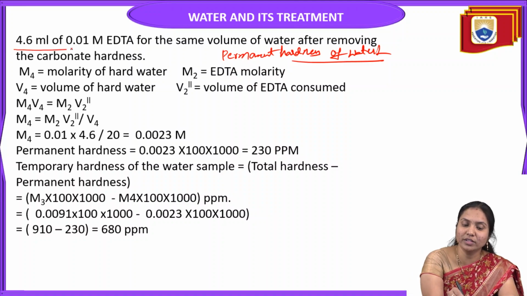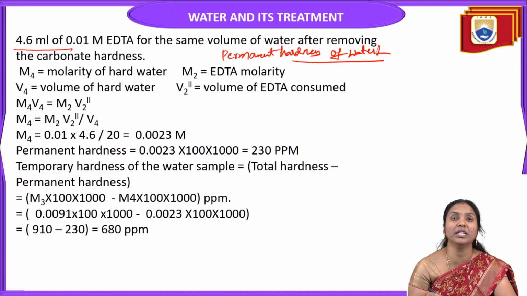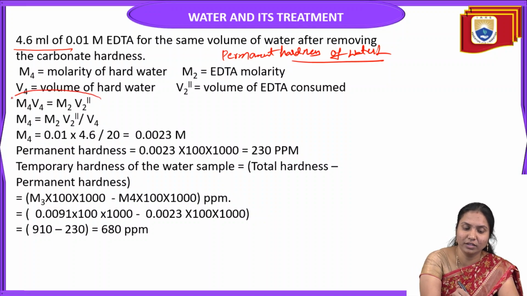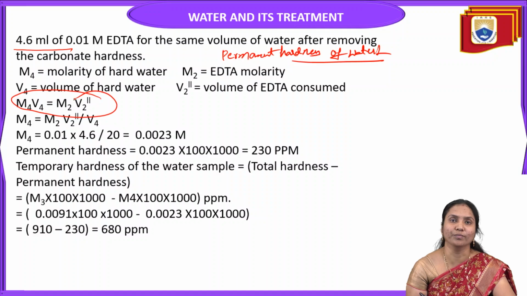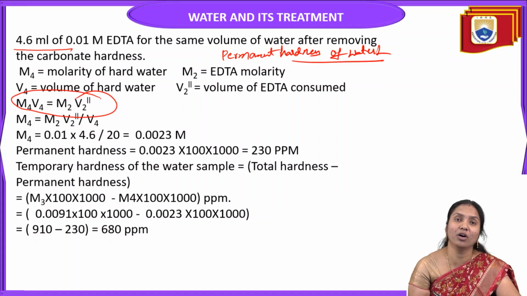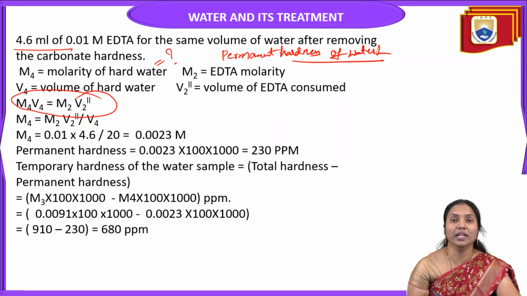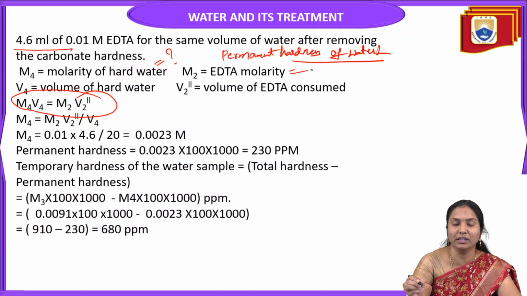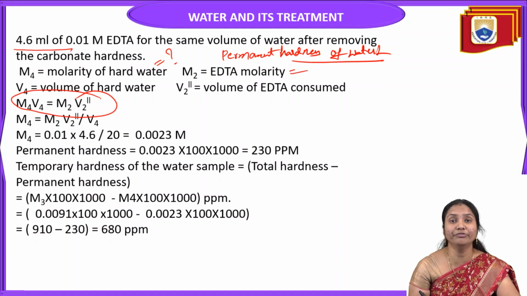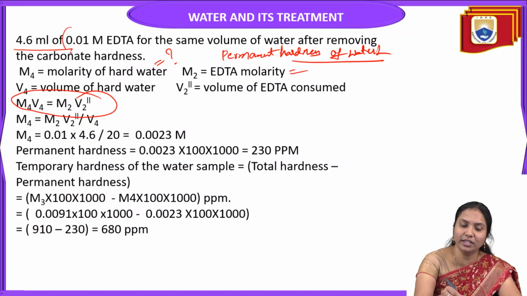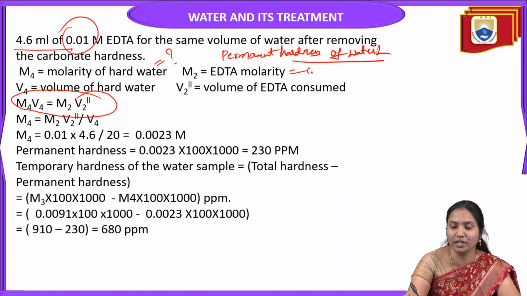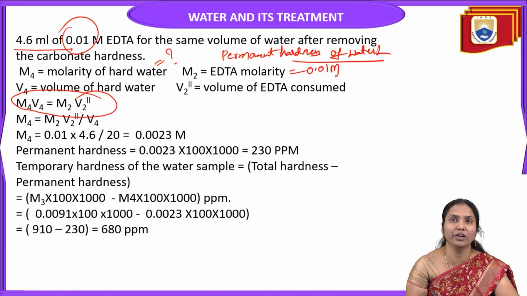Here 4.6 ml of 0.01 M EDTA are required for 20 ml of the same water sample for determination of permanent hardness of water. What is the formula we are using here? M1V1 equals M2V2. M1 means molarity of hard water, which we have to find out, so put the question mark. M2 is the molarity of EDTA. What is the molarity of EDTA? 0.01, given in the data. So we can write here 0.01 M.